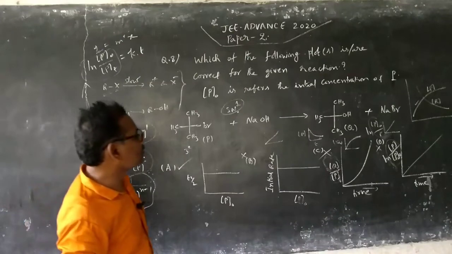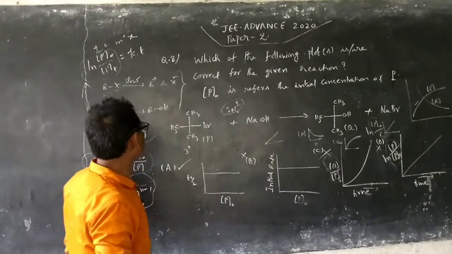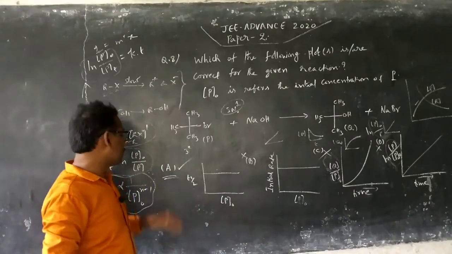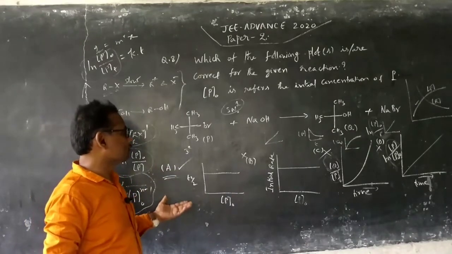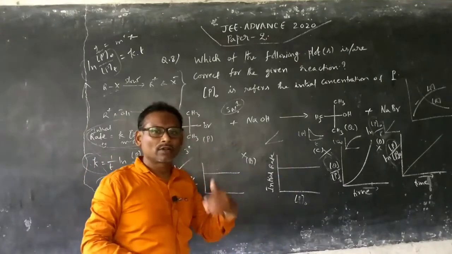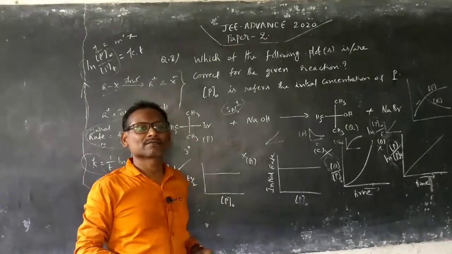So what is the answer? The answer is only A is correct. Only A. If you put A, you will get 4 marks. If you put anything other than A, like A, B, C, or if you put B, or if you put only C, that is not correct, and you will get minus 2 marks.